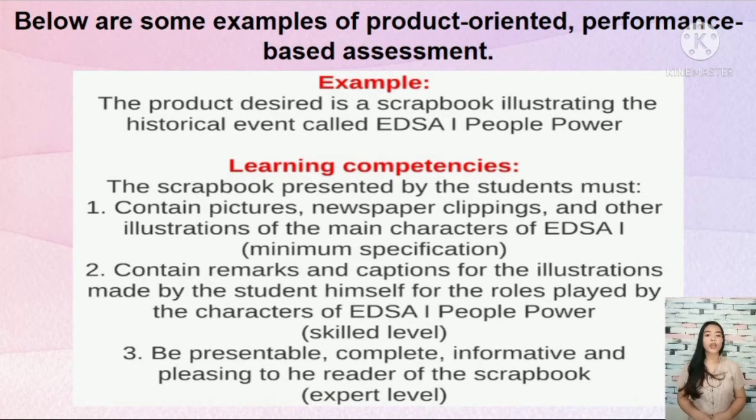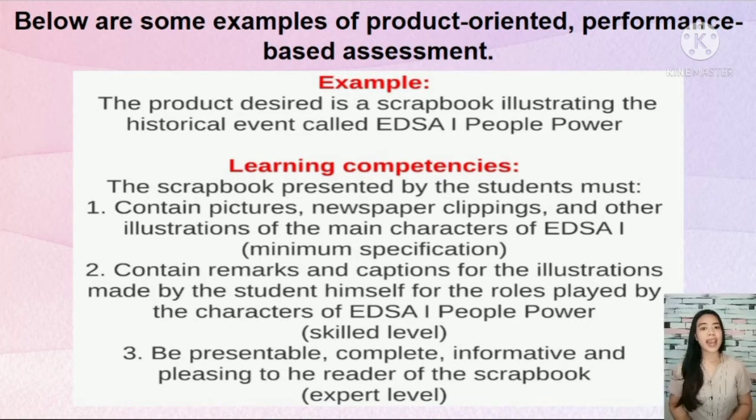Number 2, contain remarks and captions for the illustrations made by the student himself for the roles played by the character of EDSA 1 People Power. So that is the skilled level. And number 3, the scrapbook is presentable, complete, informative, and pleasing to the reader. So that is the expert level. Thus, we see how the level of ability changes from beginner level to expert level.